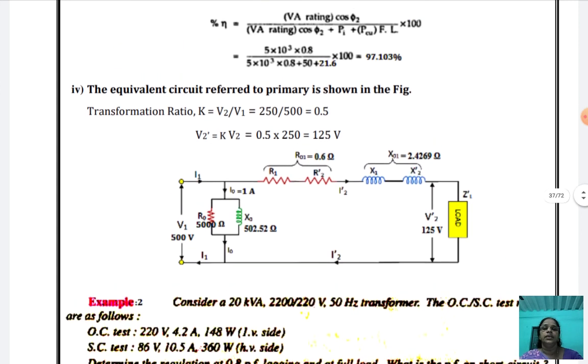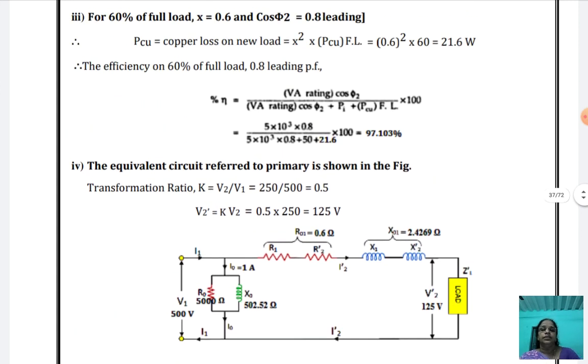This is the equivalent circuit readings. In this case, the equivalent circuit is first V1, then the no load existing circuit R0, X0, I0, Iw, Iμ, then the full load current I1. Then next is R01. R01 means R1 plus R2 dash. R2 dash means the secondary resistance referred to primary only. X1 plus X2 dash is nothing but X01. Combined together, it is Z01.